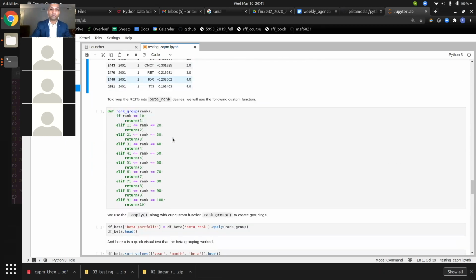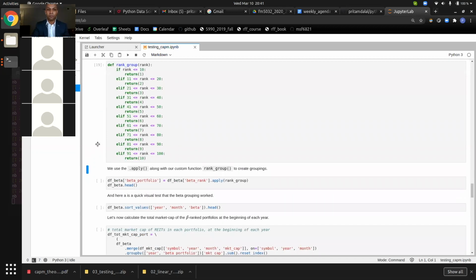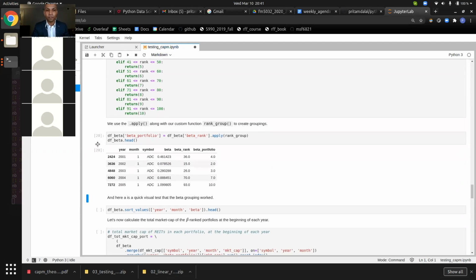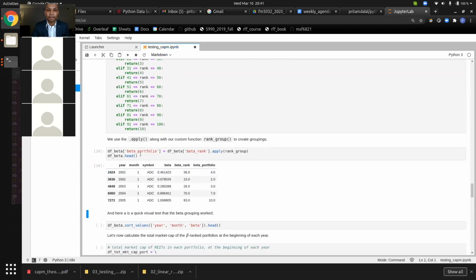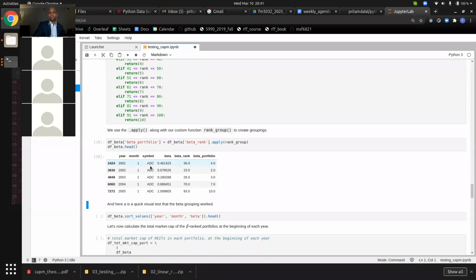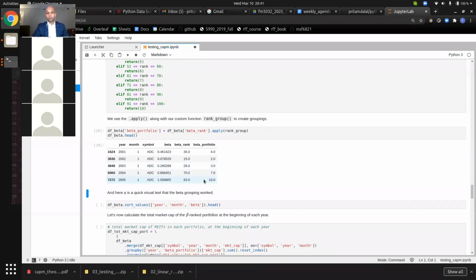Now, in order to group the REITs into deciles, we're going to use this custom function called rank group, and then we can just use the apply method to apply that. So for 2001, ADC was in beta portfolio 4, but for 2002 it was in beta portfolio 2, et cetera. So an individual REIT will move around in terms of what beta ranked portfolio it is in for any given year.